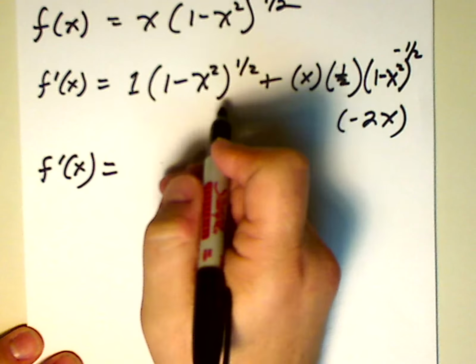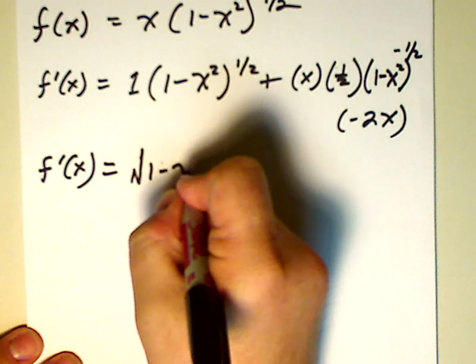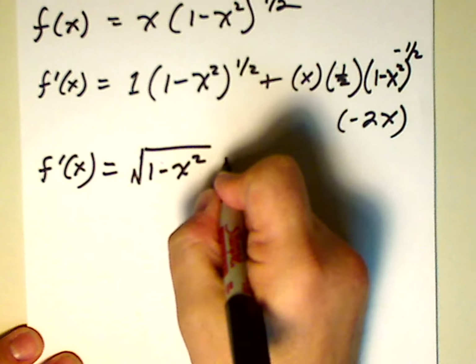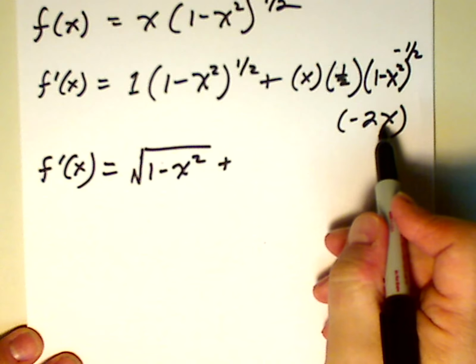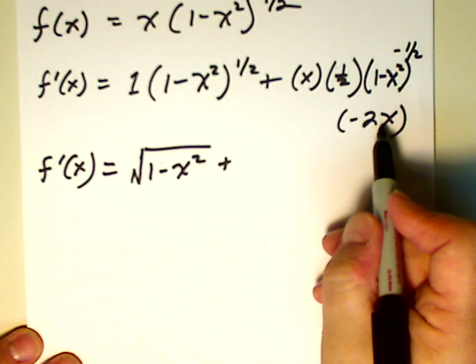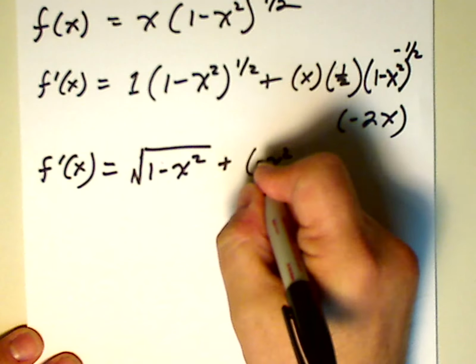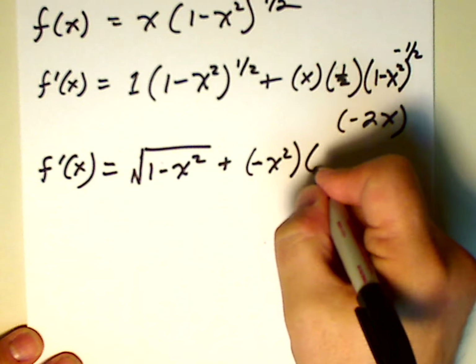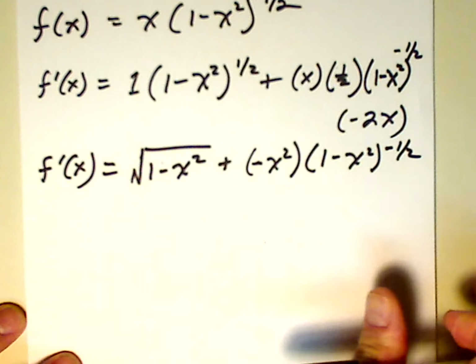Well, this is just the square root of 1 minus x squared plus, let's see, x times a half is x over 2. X over 2 times negative 2x is negative x squared. So negative x squared times 1 minus x squared to the negative 1/2. Okay.